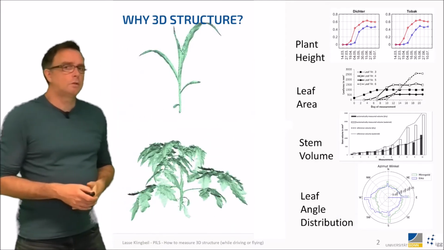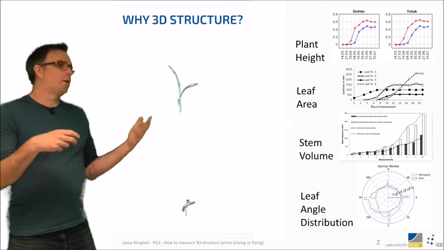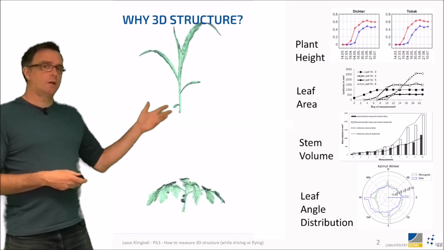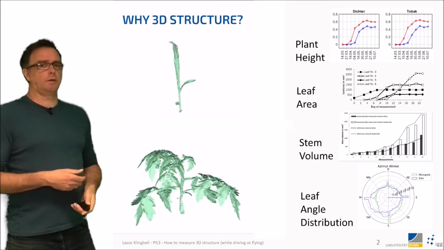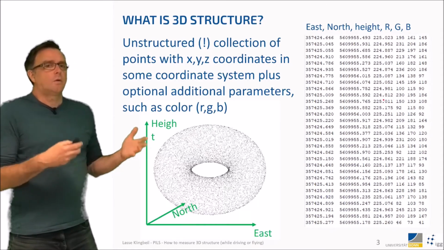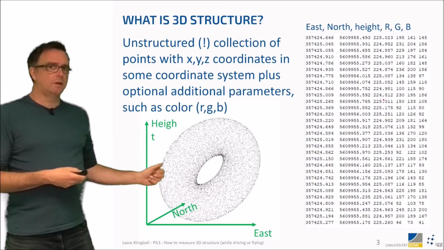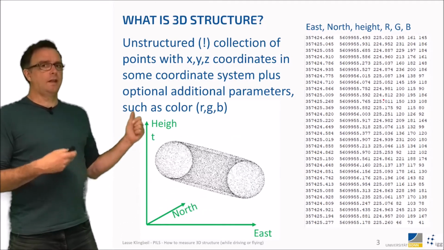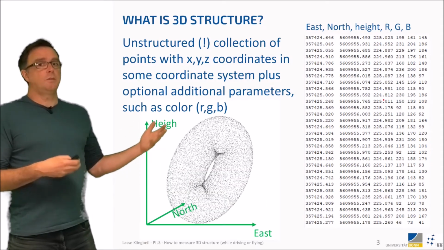I will not talk today about how to generate those parameters and which of them are important and so on. I will just focus on how to generate these data, how to generate 3D point clouds from objects that I'm observing. So first, let's have a look at what a 3D structure actually is, or what it means in terms of data. This is a 3D point cloud of this object here, and it's basically only an unstructured collection of points, right, which have x, y, z coordinates, and potentially some additional parameters like RGB values, so they can have a color.